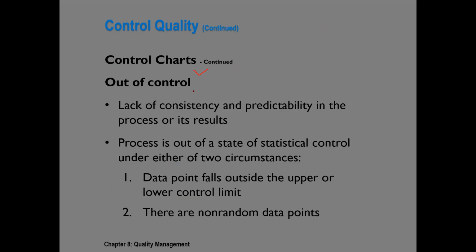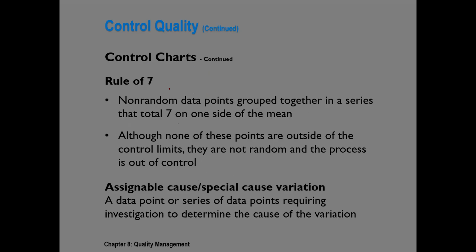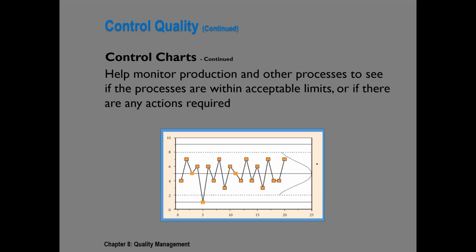In control charts, we talked about out of control: the samples that go outside the upper or lower control limits, or the samples that are non-random, like the rule of 7. It is also given here, but we already talked about it. We talked about general cause variations and special cause variations. Special cause variations are with assignable causes. This is one sample of a control chart, but we already discussed it.